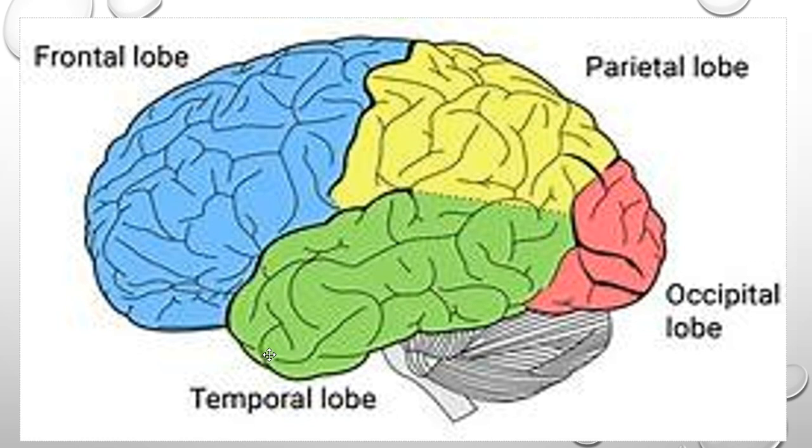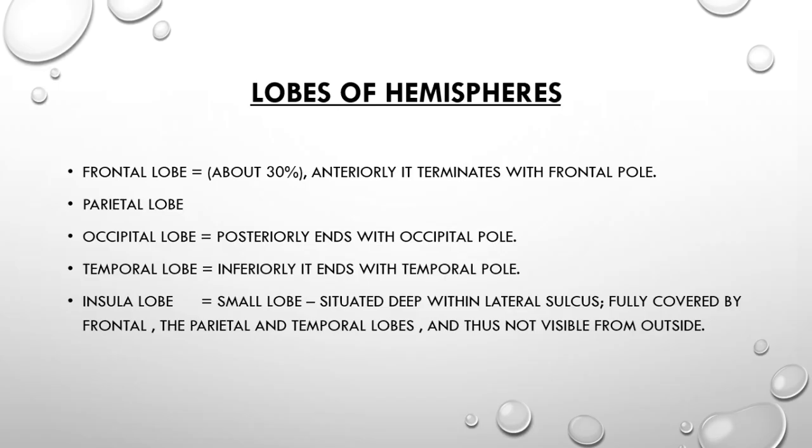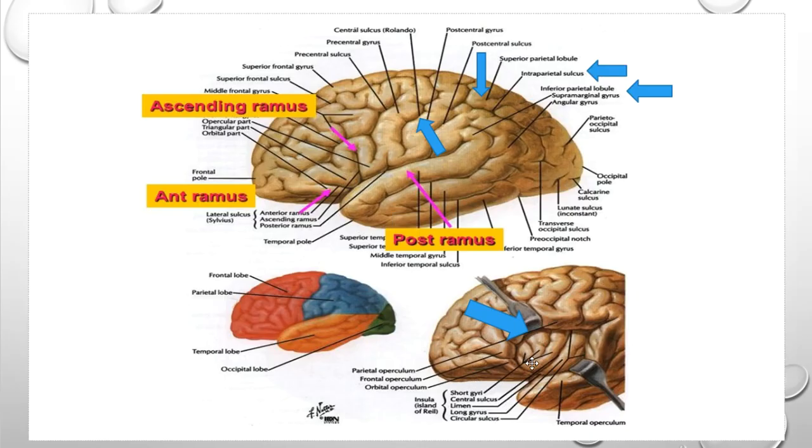The insula is a small lobe situated deep within the lateral sulcus. The insula is fully covered by the frontal, parietal and temporal lobes, and thus not visible from the outside. We can see the insula here. Here is the insula.